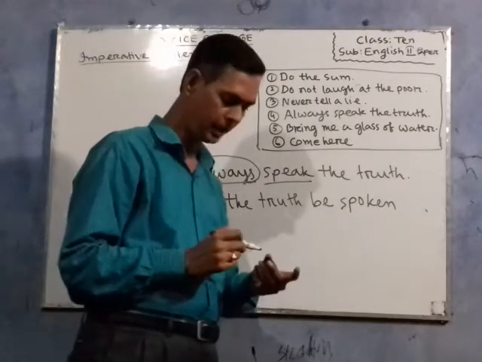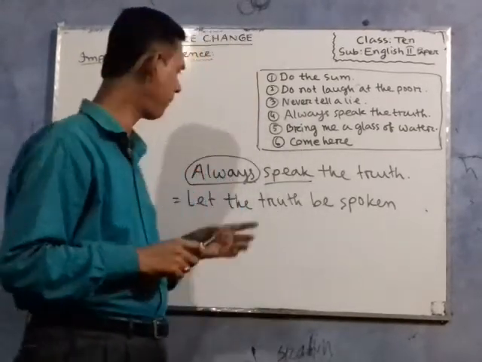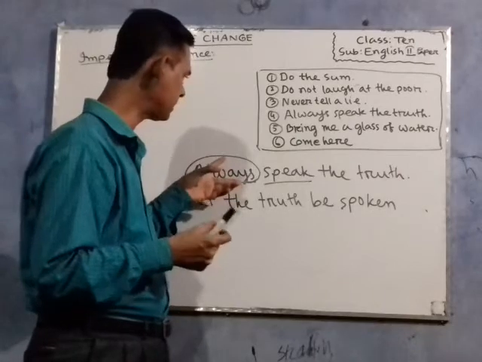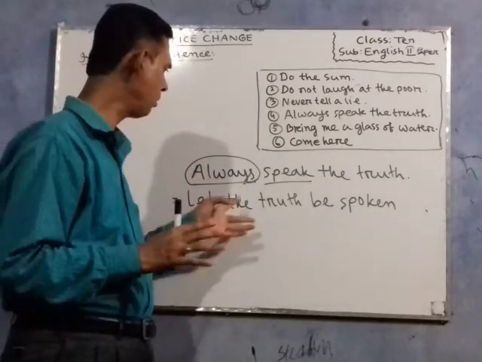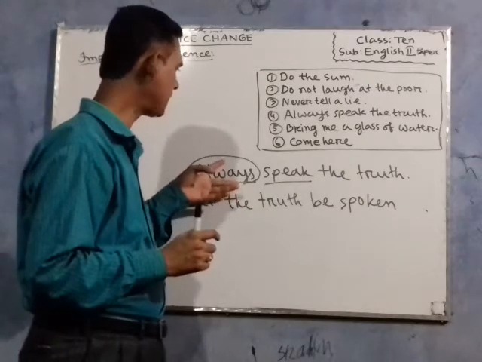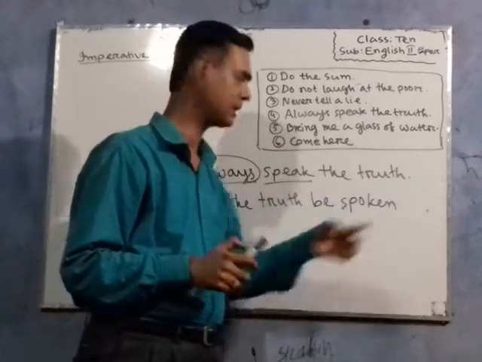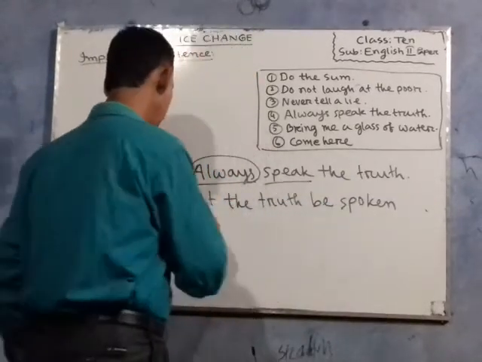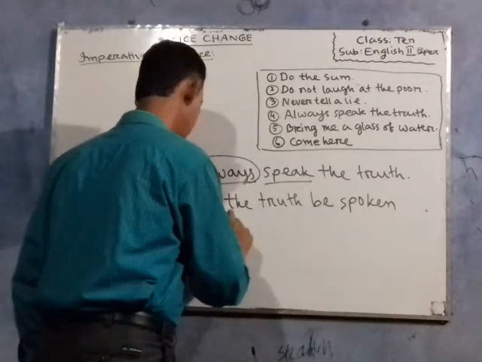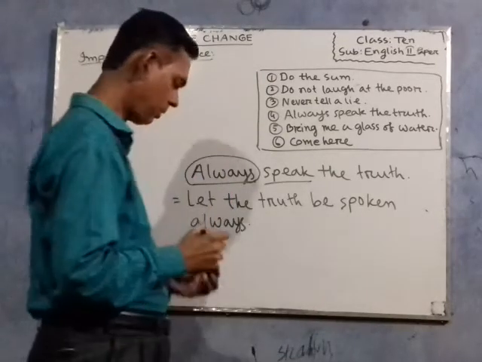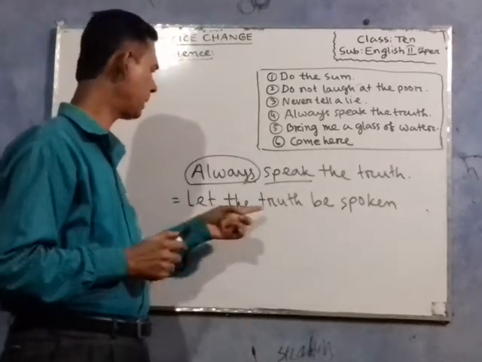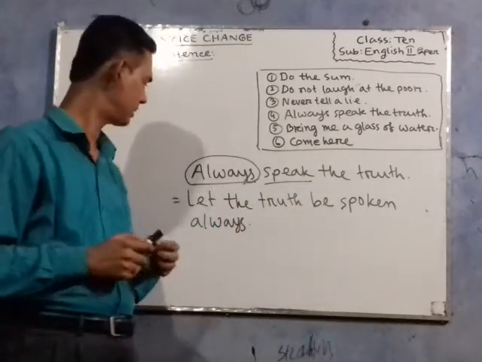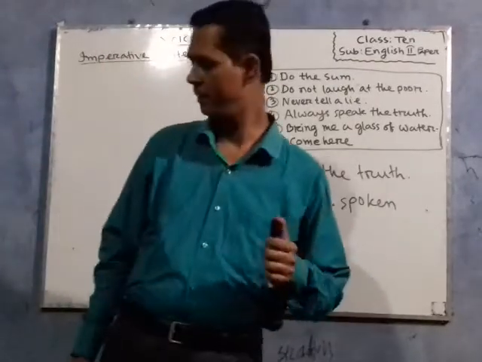And you should remember that if there is an adverb in an imperative sentence, at the time of changing this type of sentence into passive, we have to keep this adverb at the end of the sentence. So here "always" will be used. Always. Okay, does everybody understand? So the sentence stands for: let the truth be spoken always. Okay, clear? Understand everybody? Thank you.